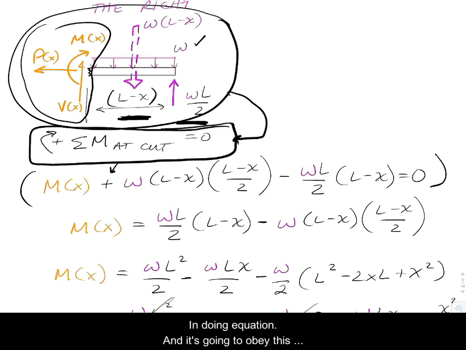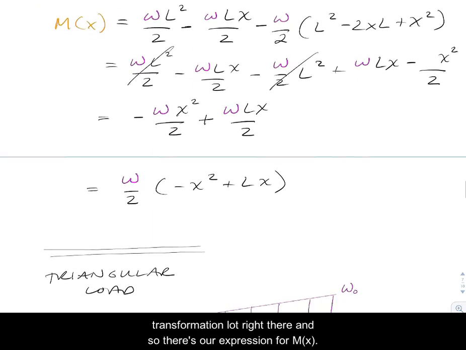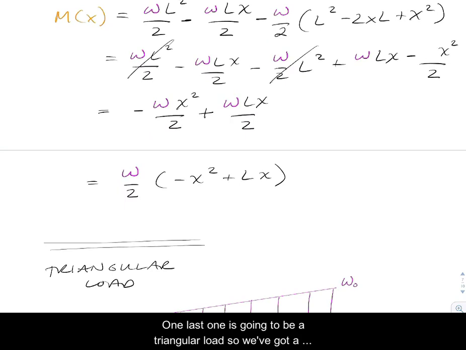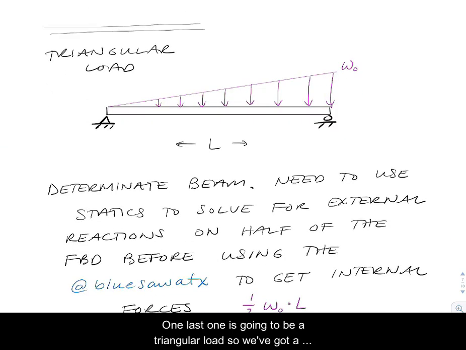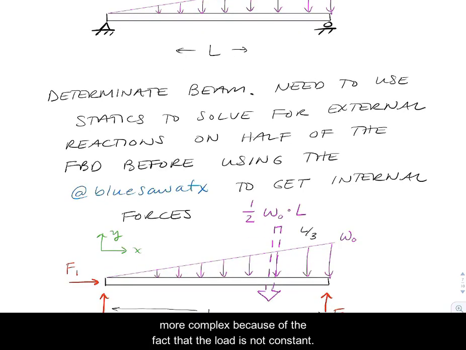And it's going to obey this transformation law right there. And so there's our expression for M of x. The last one is going to be a triangular load. So we've got a beam simply supported, and it has a triangular load sitting on it. It's very similar to the uniform load, except a little more complex because the load is not constant.